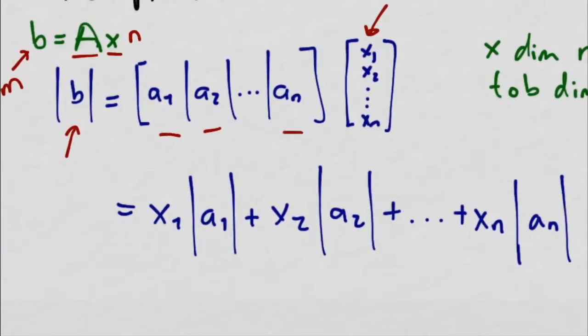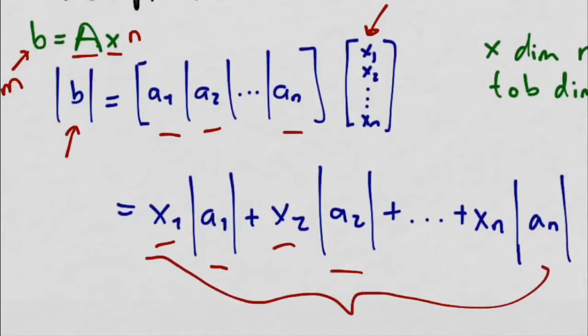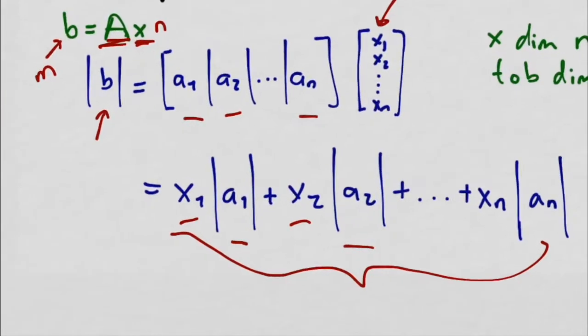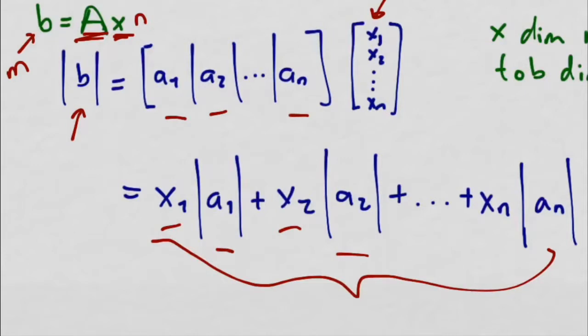So if you look at it like this, x1 times the first vector or column, x2 times the second column, and it's a linear combination. So every time you see a multiplication of a matrix times a vector, think of a linear combination of the columns of the matrix. The columns of A actually create a vector space and transform vectors from dimension n, which was x, to dimension m.